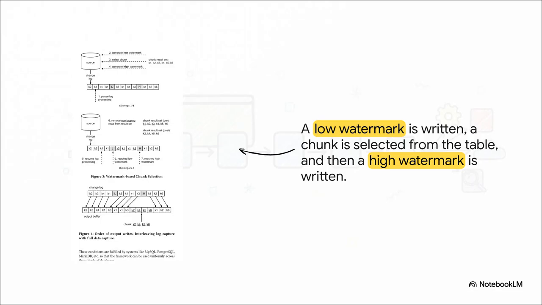Okay, check this out. Here's step 1 of how they solve it. dblog briefly pauses processing the log and inserts a special marker, a low watermark. Then it goes and reads a chunk of data from the actual table. And right after it's done with that, it inserts another marker into the log, a high watermark. What this does is create a super precise window in time, perfectly framed by those 2 markers.